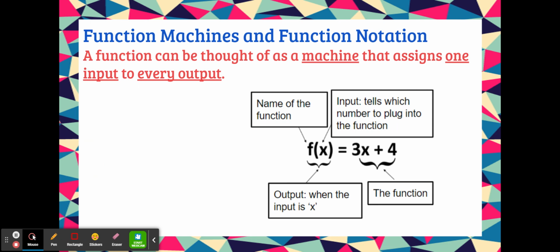The x value is referred to as the input, that tells us what number we're going to plug into the function. The function, which is the equation that we're going to be using, is this part here. And then our output is whatever we get as a result for that function when the x value is plugged into the equation.